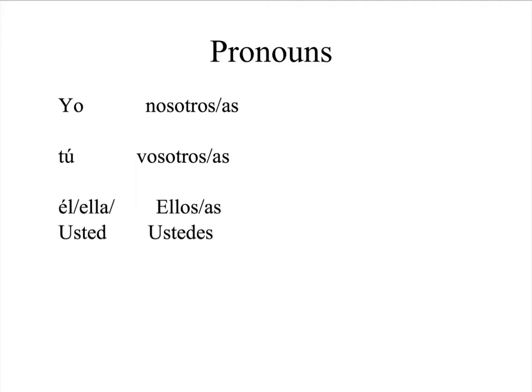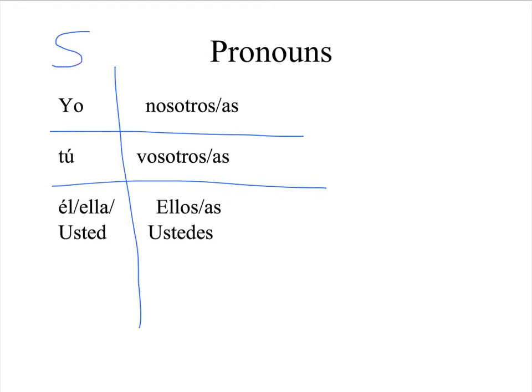When we talk about conjugating verbs, we need to talk about pronouns. Pronouns in Spanish follow the same format as our verbs. So we know that this is the singular side and that this is the plural side. If you're talking about one person, yo means I, tú means you, and we know that that is an informal you. Él, ella, or usted is he, she, or you, a formal you.